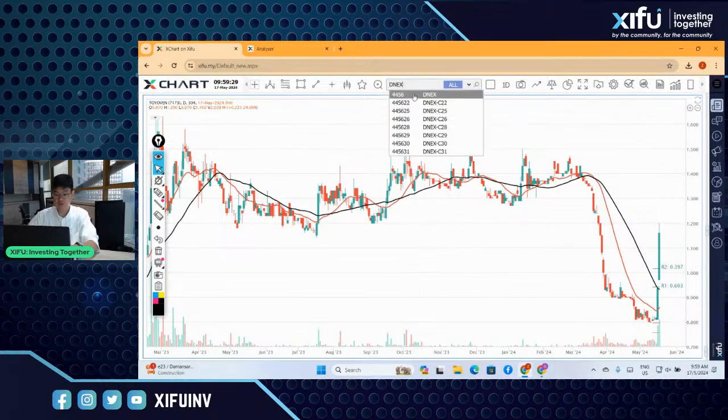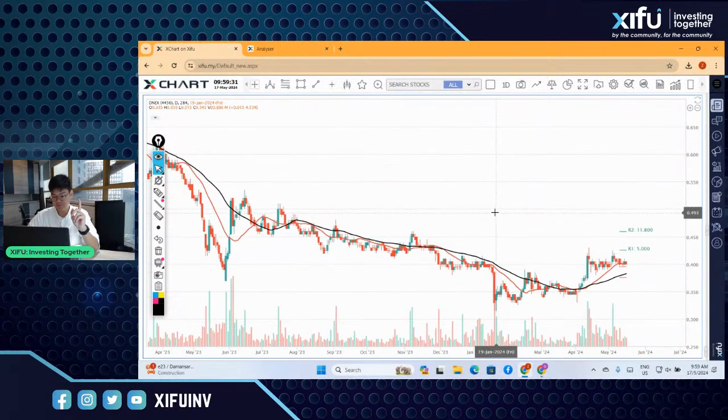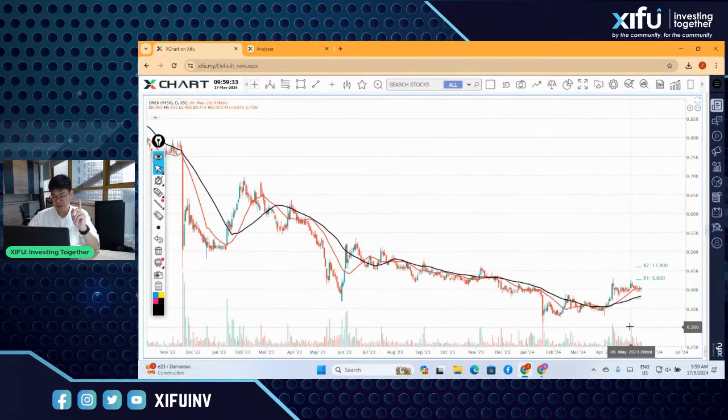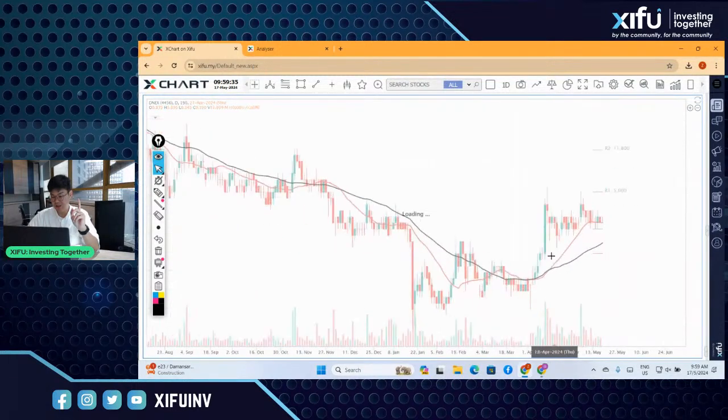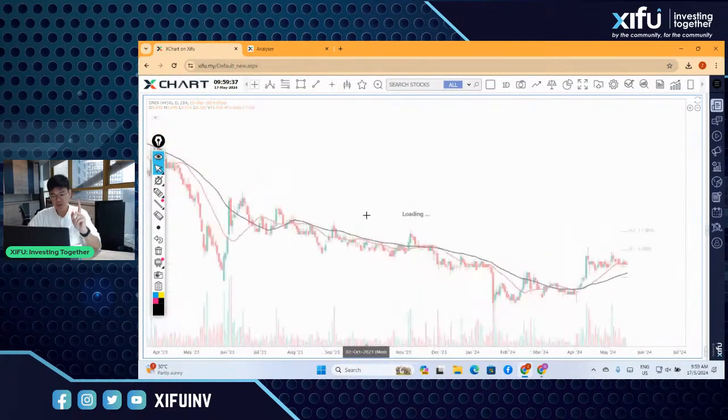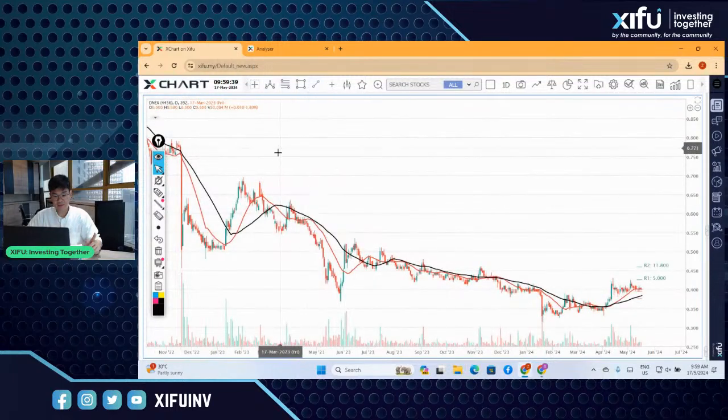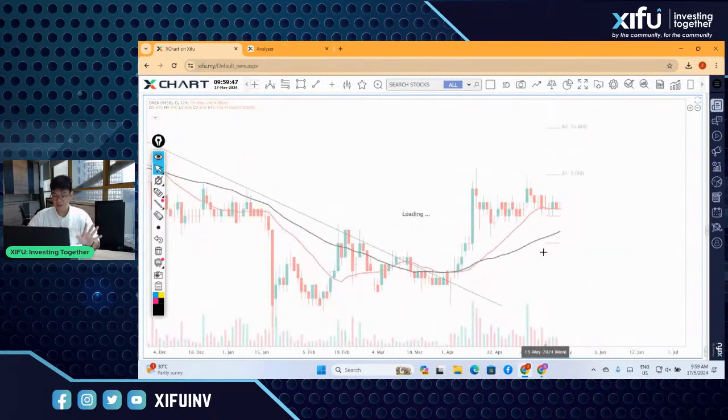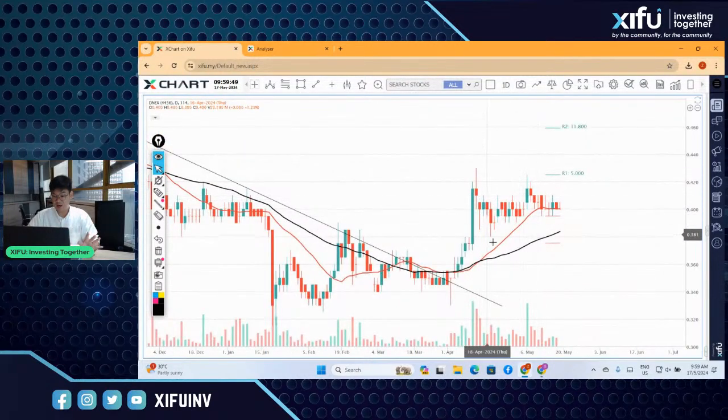DNext also, reversal doing pullbacks. Okay, this one also not bad. Volume also quite heavy lately. So here, doing a short-term reversal. Notice they break above the downtrend line, hold well around 20 MA, and recently got some high volume up.